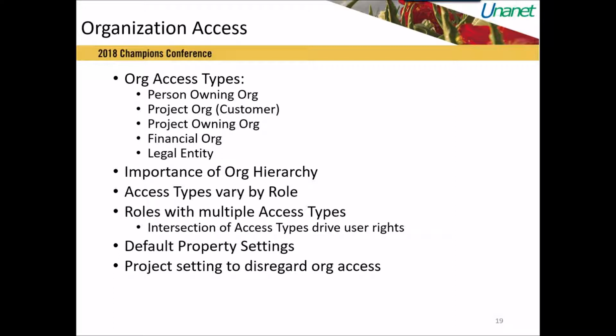It could be a person role. So if we wanted to give somebody the viewer role, that gives them the ability to run people reports, we can give them org access to a particular division, say Division A, and they would be able to run people reports for everyone within the organization that's owned by Division A. Same thing applies for projects. So, projects have owning orgs, they also have customer orgs, so we can restrict org access by either one of those or both of those.